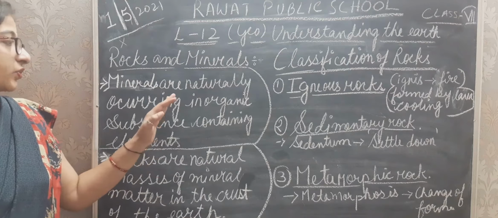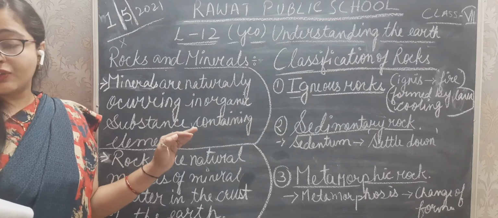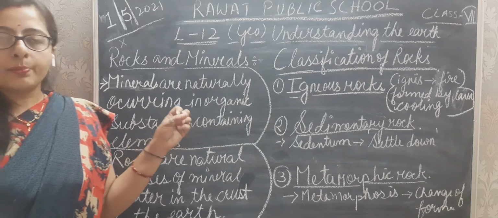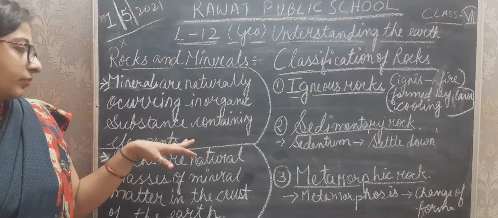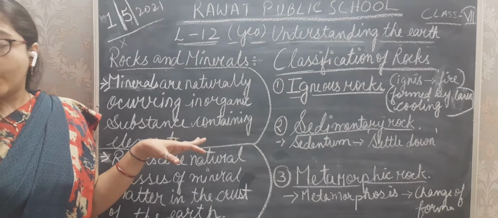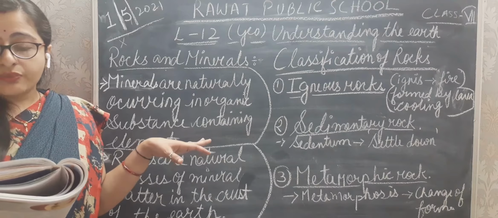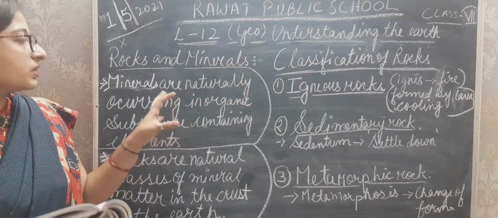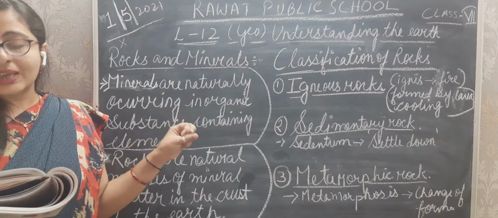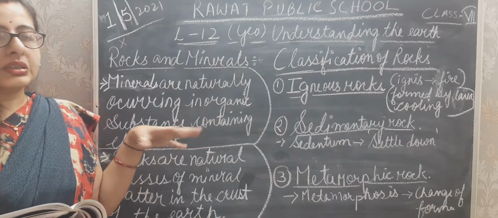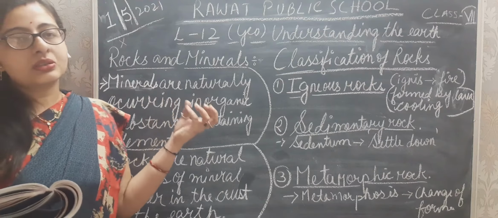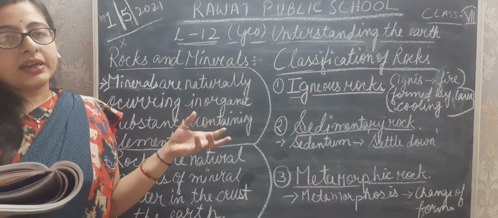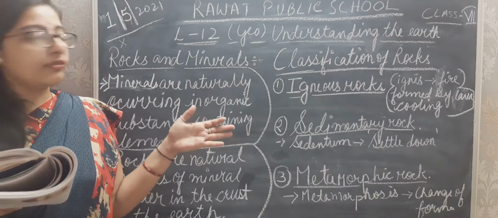A mineral is a naturally occurring substance containing different types of elements with definite physical and chemical properties. The study of minerals, you can underline this line, those who study about the minerals, is known as mineralogy. Quartz, feldspar, mica and others are examples of minerals.